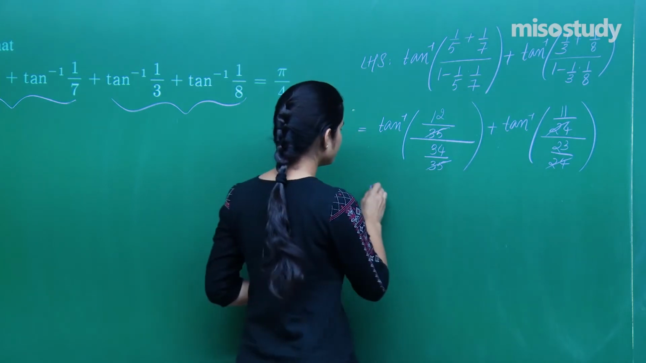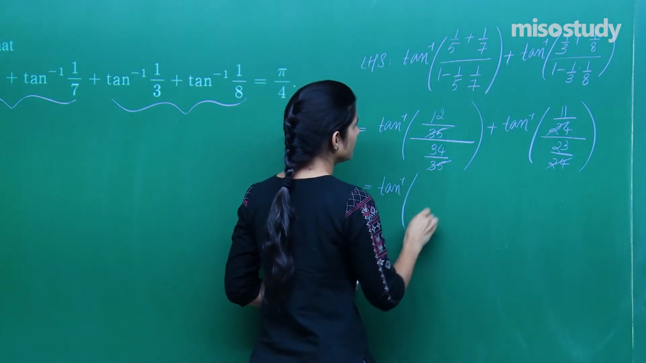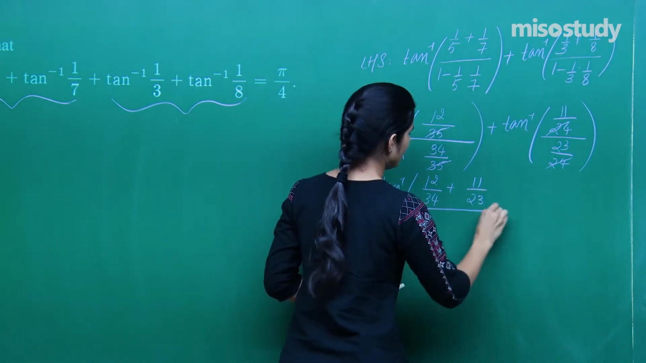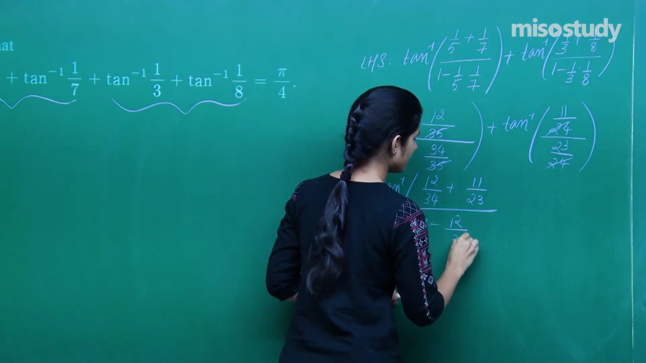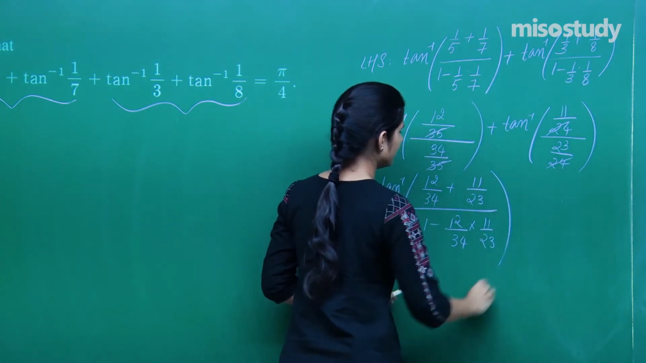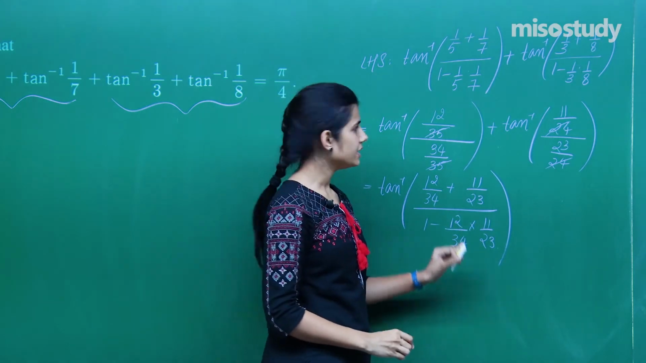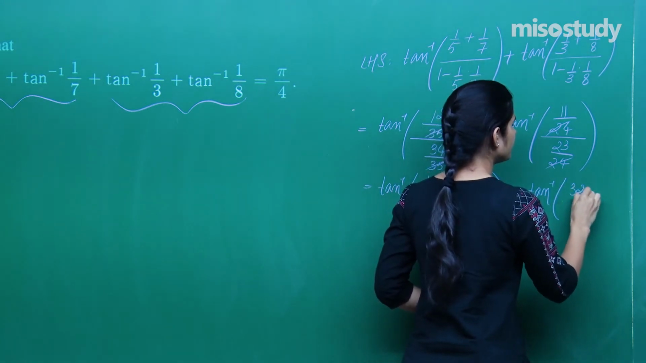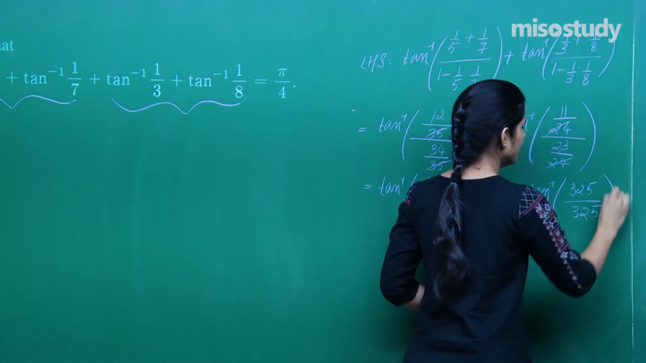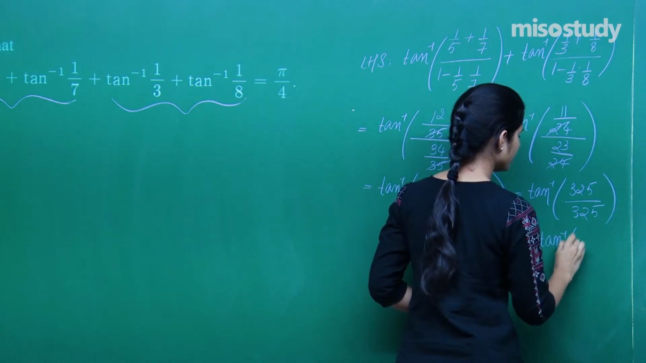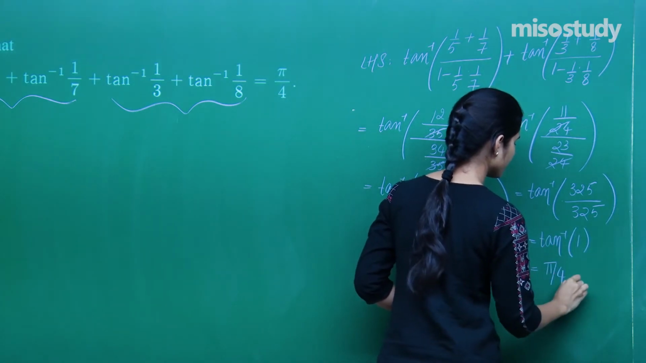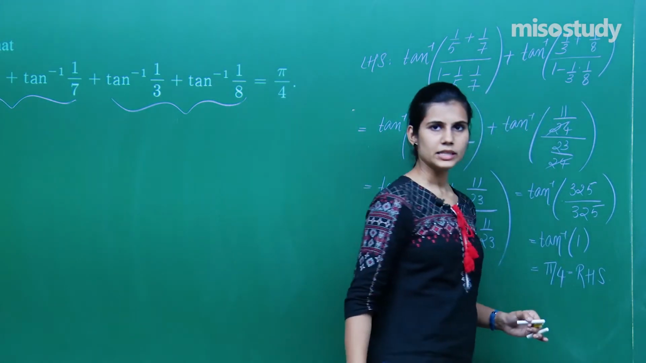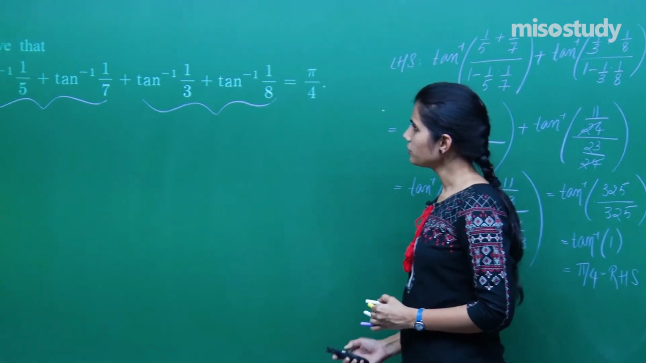Again, tan inverse A plus tan inverse B is tan inverse of (A plus B) upon (1 minus A into B). This actually comes out to be tan inverse of 325 upon 325, which eventually gives you tan inverse 1, and you know tan inverse 1 is π/4, which is your right hand side. Easy enough. Moving on to the next question.